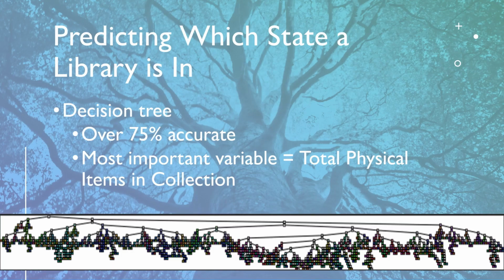Lastly, we created a decision tree to see if we could predict which state a library was in given certain data. It's a large tree, as can be seen at the bottom of the slide, but it's over 75% accurate. The most important variable in the tree was total physical items in collection.